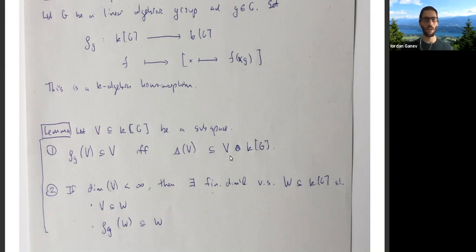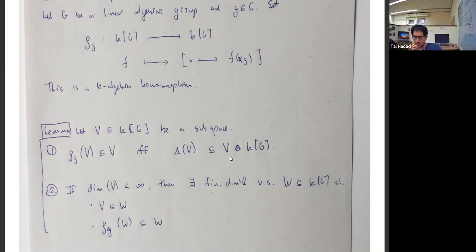So I like to think about diagrams. Maybe a diagram would have been useful here. K brackets G maps to K brackets G tensor K brackets G. V maps inside of here, V tensor K bracket G maps inside of here, and the claim is that there's a factorization of this map, so there's a dotted line at the bottom, V goes to V tensor K bracket G.